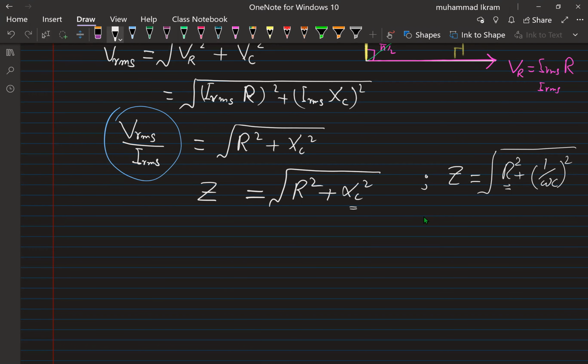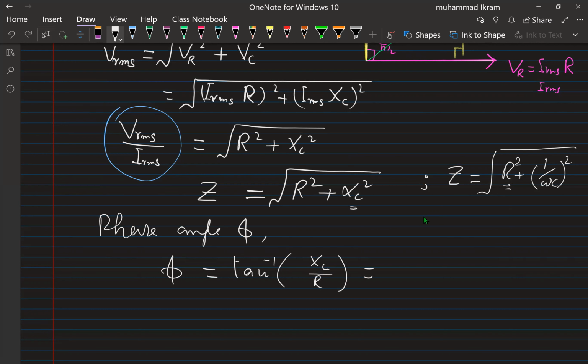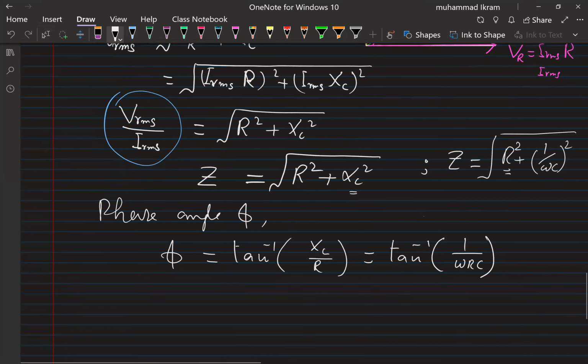Now look at the phase angle. For the phase angle phi, we can write that this will be equal to tan inverse of XC by R. This will be equal to tan inverse of 1 over omega RC. It will be this phase angle.